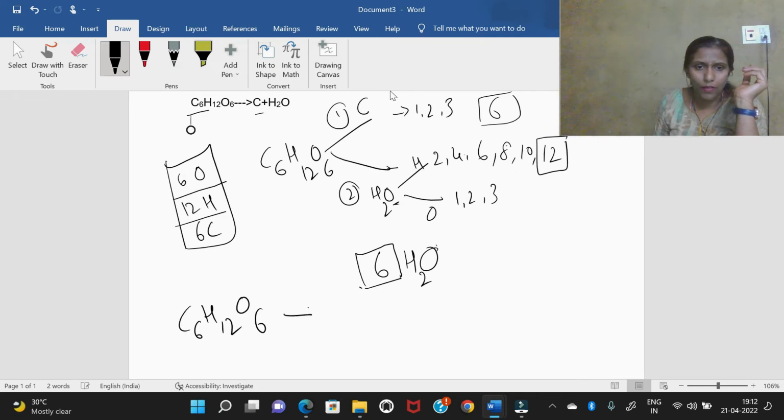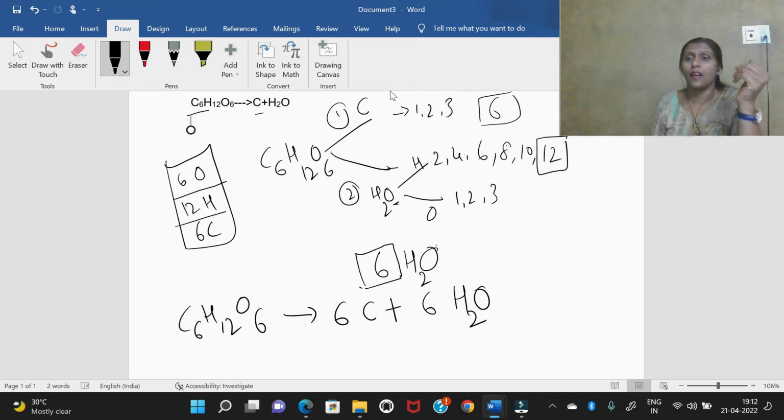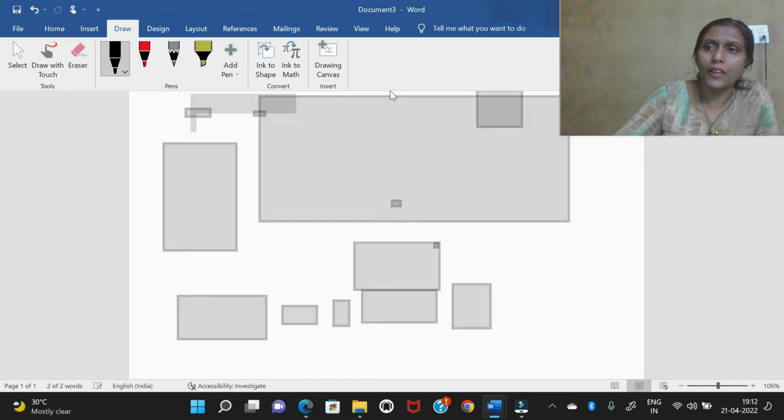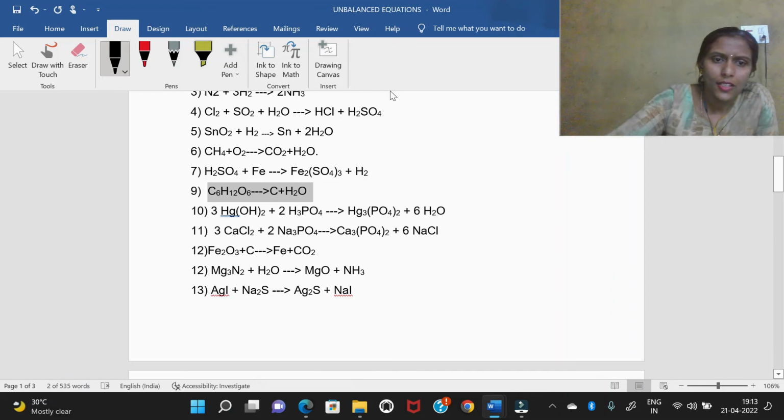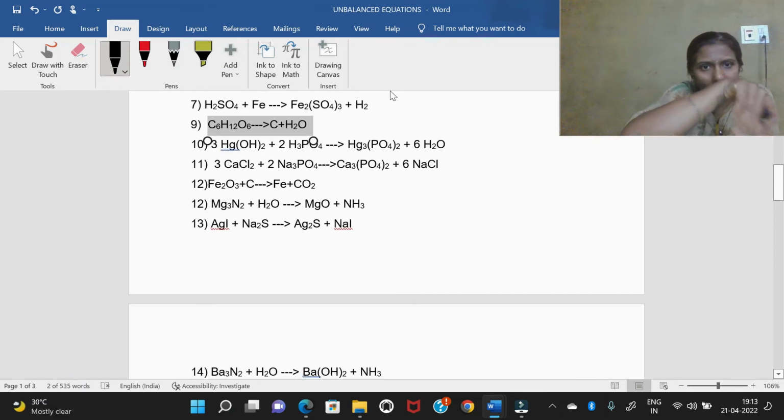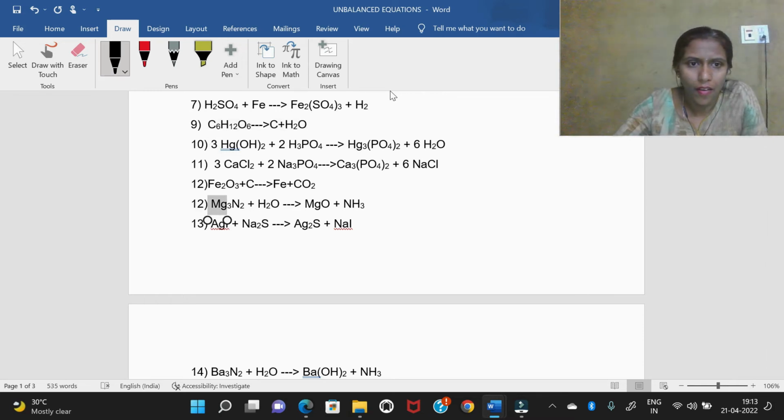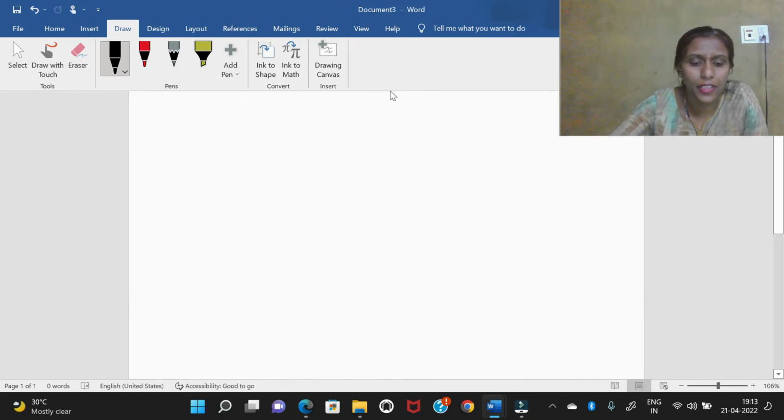C6H12O6: one family wants 6 packets, 6 bags of carbon. The other family wants 6 bags of H2O, water. So my equation got balanced, right? Okay, let me move ahead. I'm sure by now you would have understood. So I think I can go a little faster now, taking such simple equations only. The rest of the things, I think I can leave it to you guys to balance.